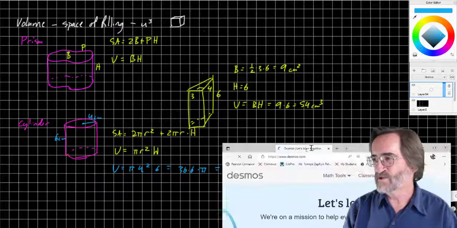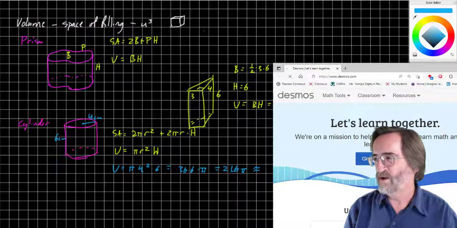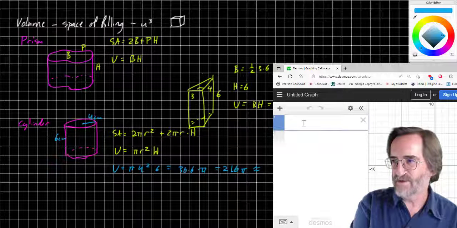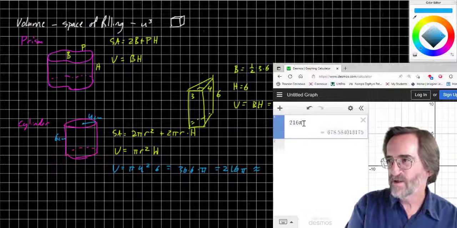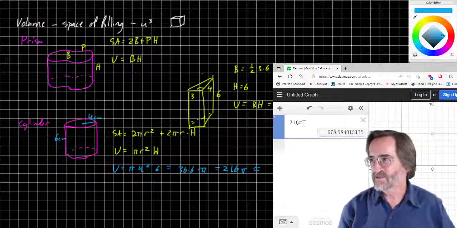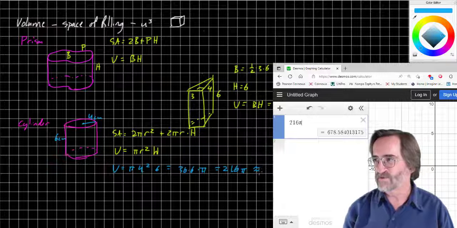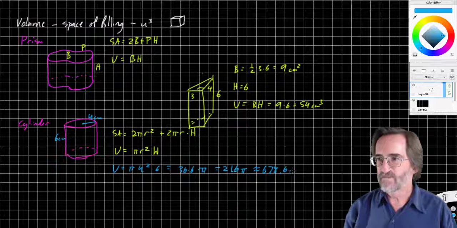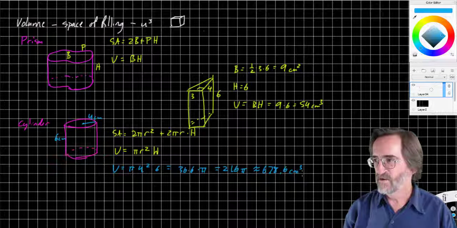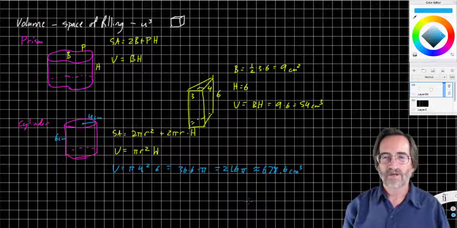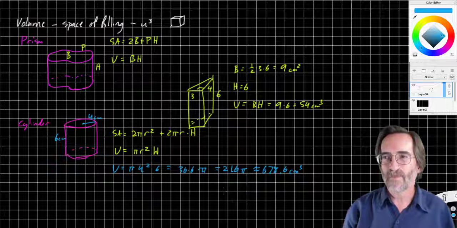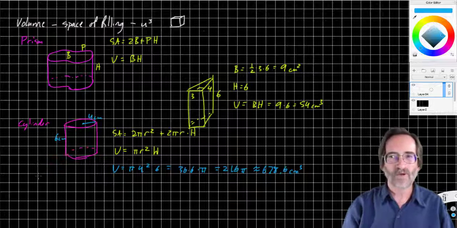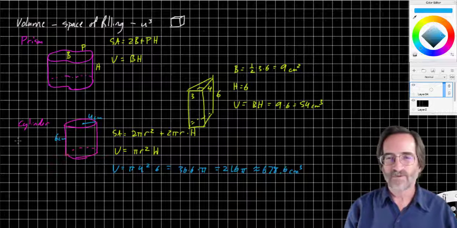Sometimes you'll have a test question that'll ask you to use 3.14 for pi. I don't particularly care for those. Nowadays, most of us have access to calculators and can get a better answer than that. 678.58, so 678.6 cubic centimeters. Remember, cubic units for volume, square units for area. Okay? And that's really about it. You might be given a problem where you're asked to find a radius or a height. Those are a little more involved.